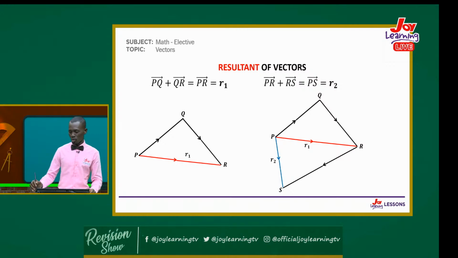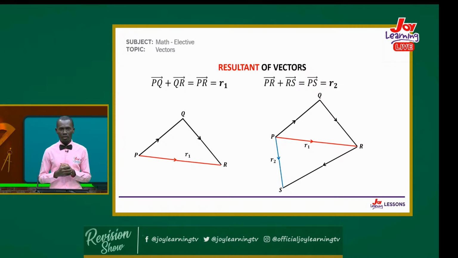This is what we call the resultant of a vector. And we call this the polygon way, or the polygon summation of vectors.